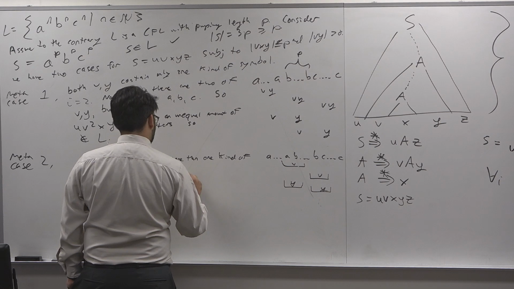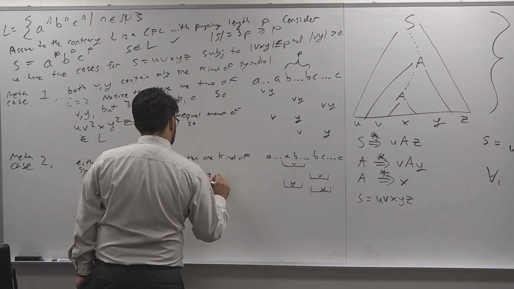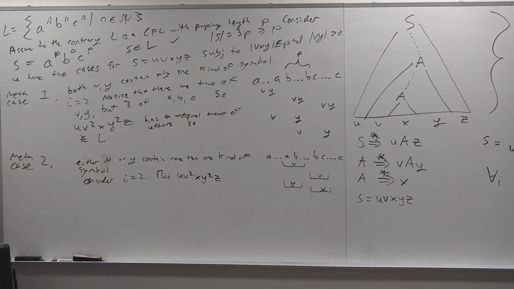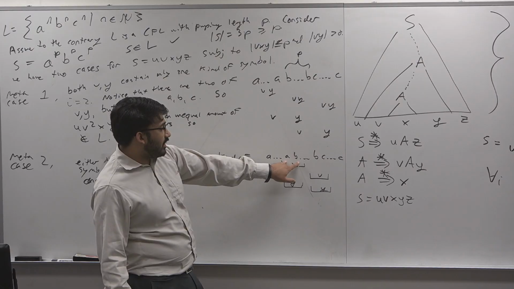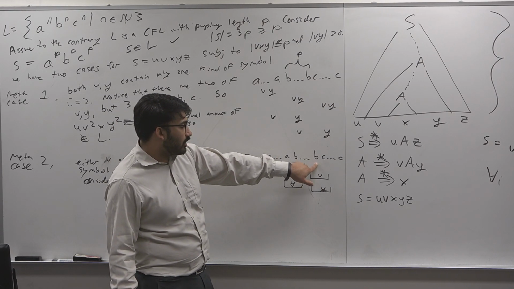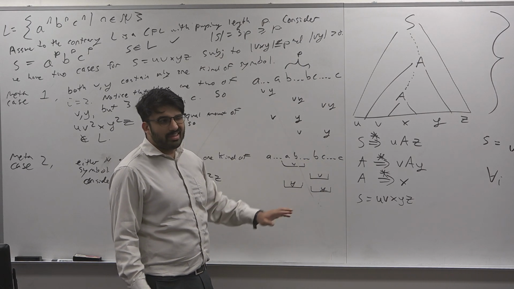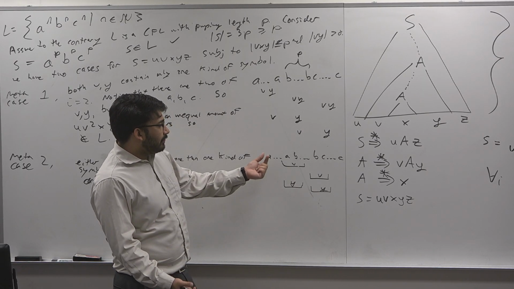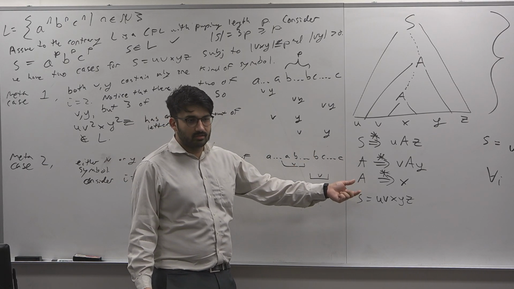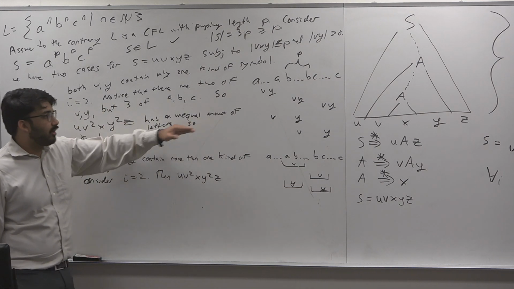Then UV squared X Y squared Z. What's the problem with that now? There's a different contradiction that's arrived here. If we inflate V and Y, what bad thing is going to happen this time? It could be the case, for example, that V overlaps A's and B's, and Y overlaps B's and C's at the same time. So there is a small chance that when we pump up, the number of A's will equal the number of B's, which will equal the number of C's. That could happen. So we can't reach the same contradiction, but there's a different contradiction.